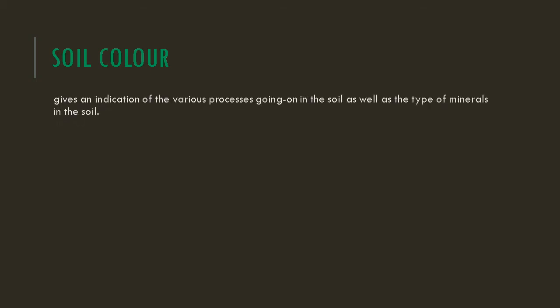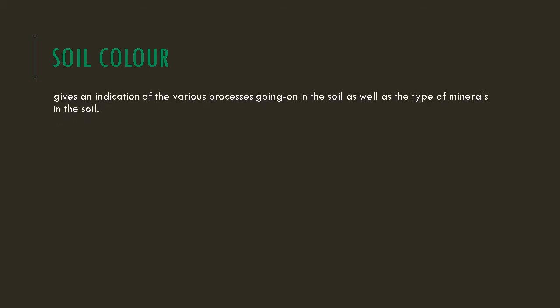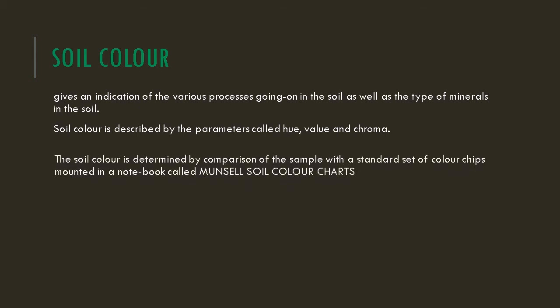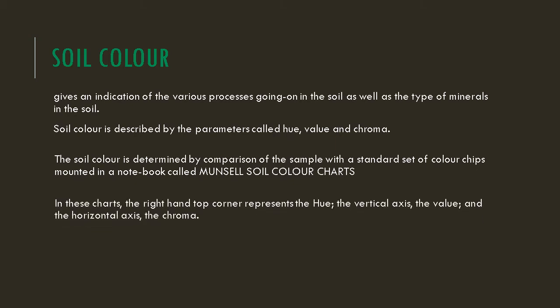So the next topic or parameter is soil color, and it gives an indication of the various processes going on in the soil as well as the type of minerals in the soil. Now we are talking in terms of hue, value, and chroma. Actually, that is how it is described. Hue represents the dominant wavelength or color of the light. Value refers to the lightness of the color, and chroma, the relative purity or strength of the color.